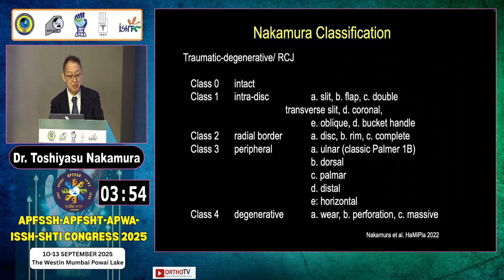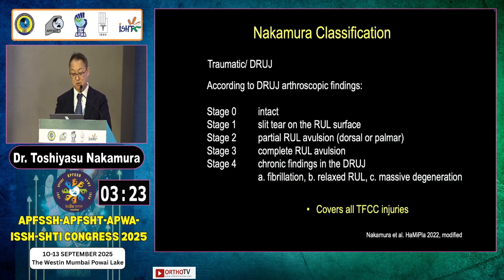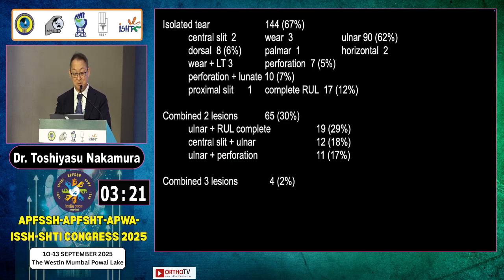I also did a classification, class 0 to class 4, on the radiocarpal arthroscopic findings. Then stage 0 to stage 4 for the DRUJ radial ligament condition after the tear. So stage 3 is a complete radial avulsion, stage 2 is a partial tear, stage 1 is a sweet tear. Stage 2 and stage 3 show DRUJ instability, and stage 4 is the chronic findings. Then normally I can do an ulnar shortening in this patient, or I do an ulnar shortening with a repair or reconstruction of the radial ligament.